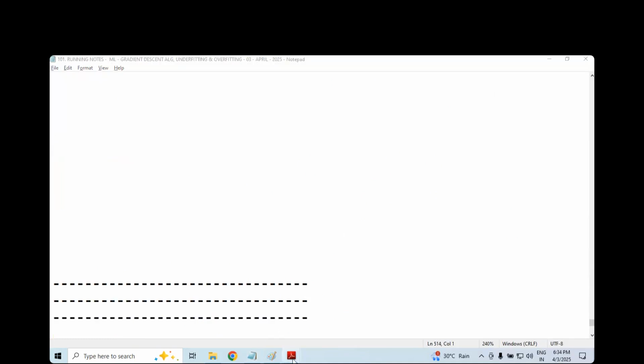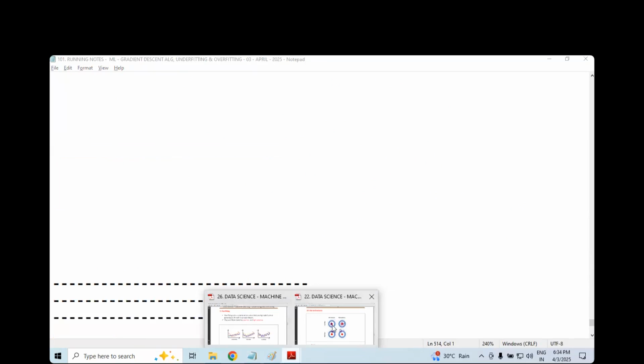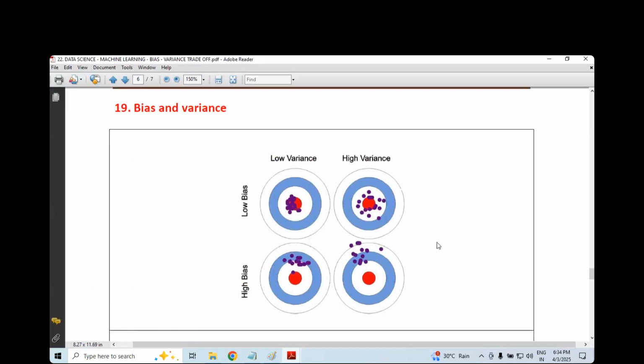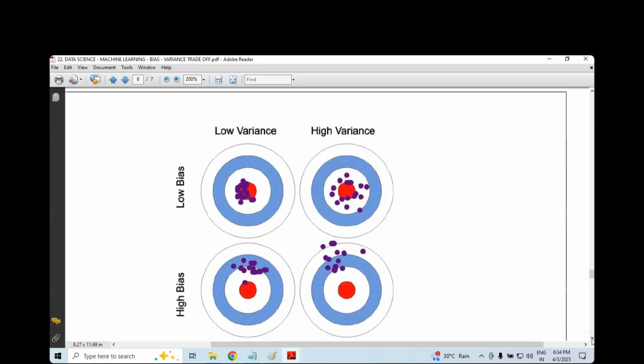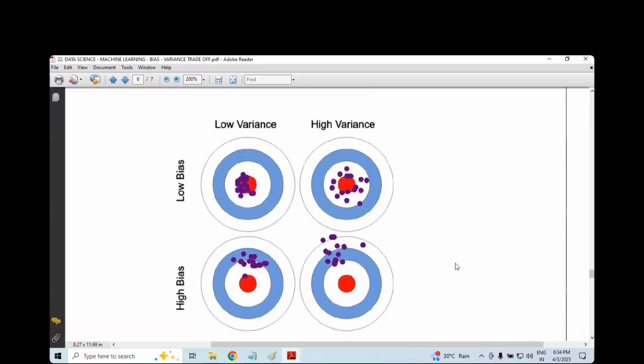Let's continue. This diagram is very, very important. Whenever you're talking about machine learning, even yesterday someone asked a question: when it comes to the gradient descent algorithm, how will it decide which one is the best error? This is the diagram. Imagine the gradient descent algorithm: it needs a small bias value and a small variance value. Every machine learning algorithm's target is this only: low bias value.